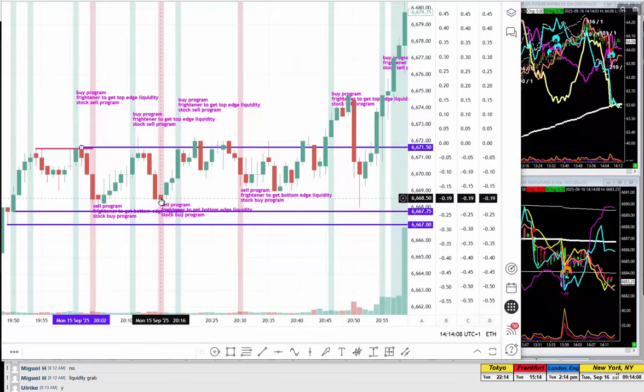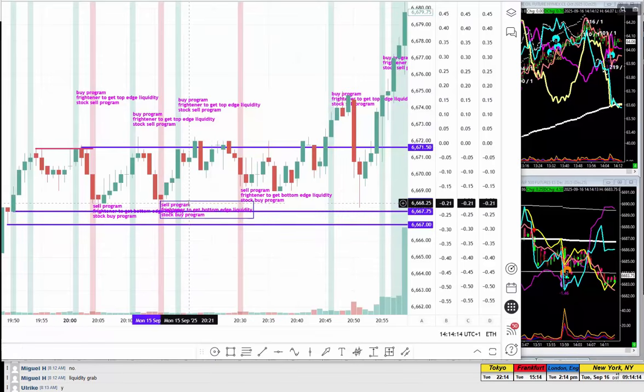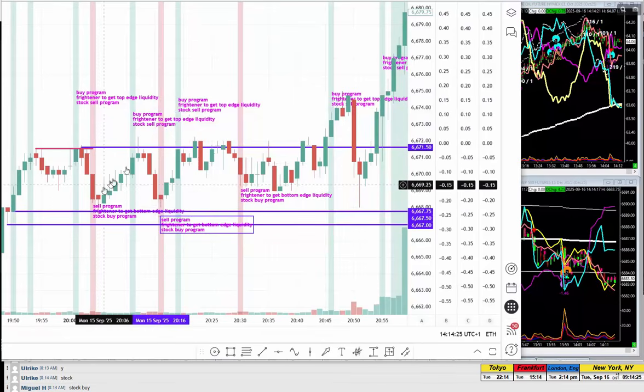Well, it certainly didn't get any liquidity, so it can't be the frightener to get bottom edge liquidity, can it? So what is it then? What would you say that one looks like? It looks like a stock buy program. Now, why would it be a stock buy program? Because we've already got a futures buy program from the same level. It would seem reasonable that there's a stock buy program coming in here, wouldn't it?